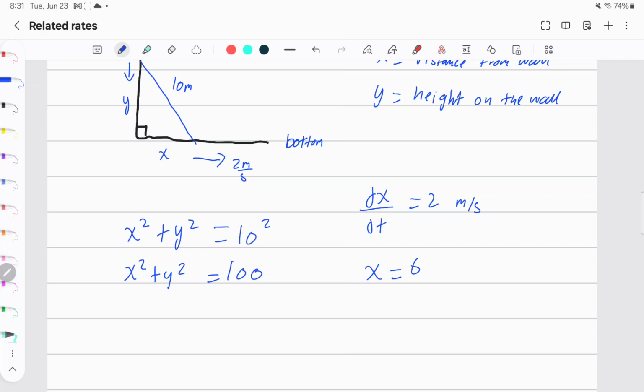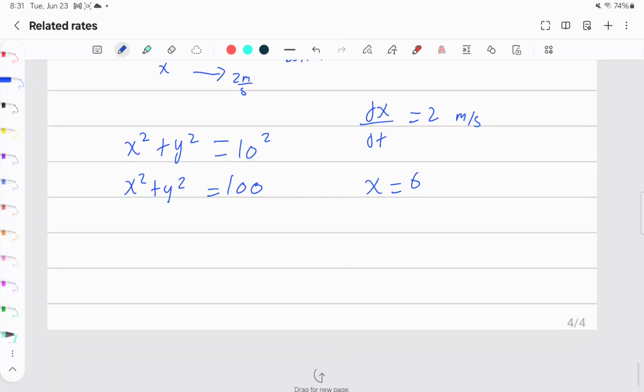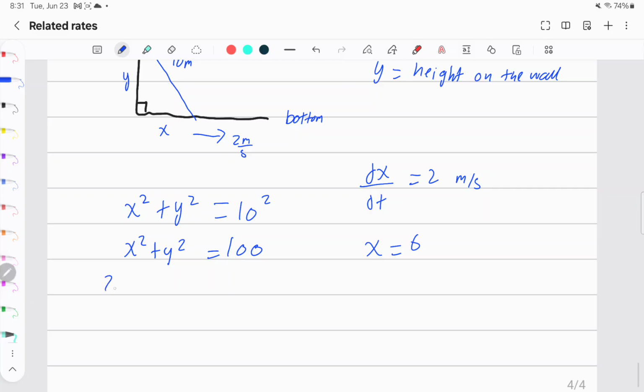Now, your ideology is still the same. You find the equation, and the next step is to differentiate this. Now x squared becomes 2x, but again, x is a variable, so you differentiate it, dx with respect to time over dt. Similarly, y squared is going to be 2y, but again, y is a variable, so it's going to be dy over dt.